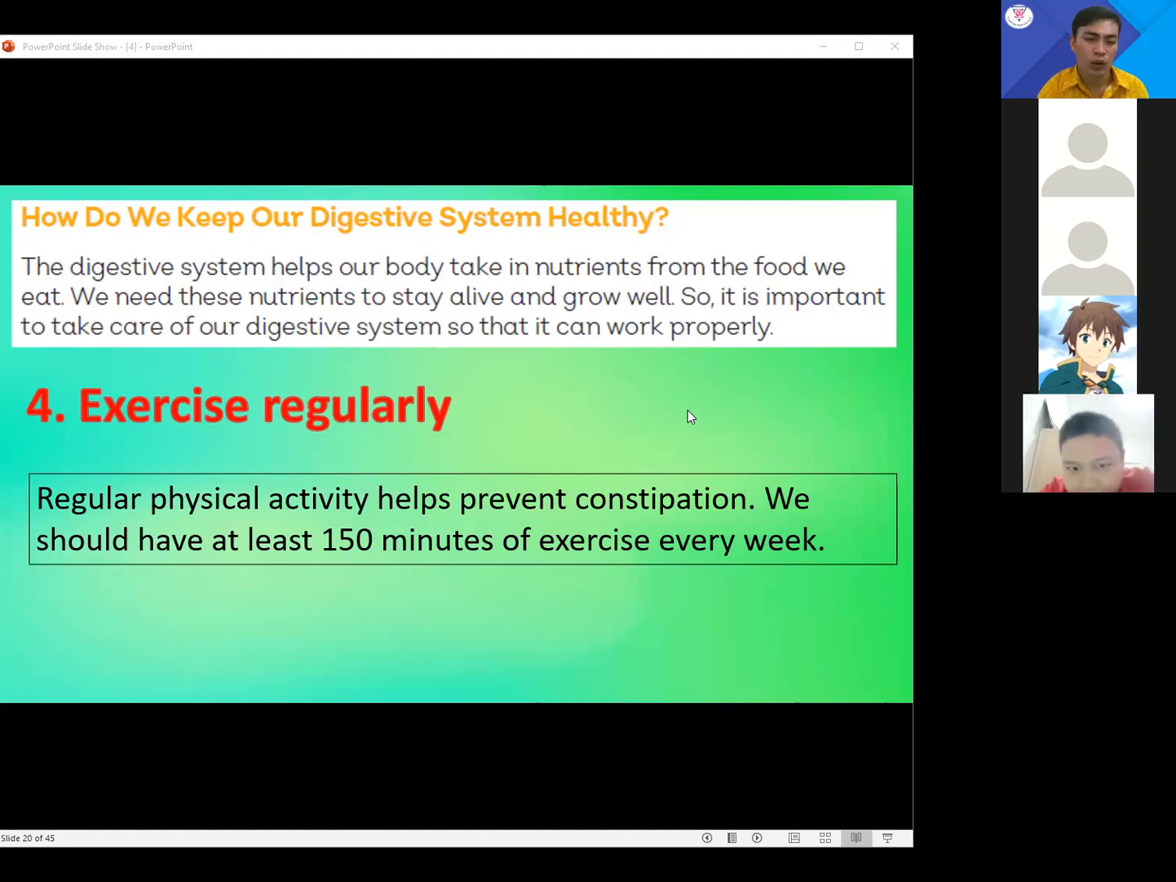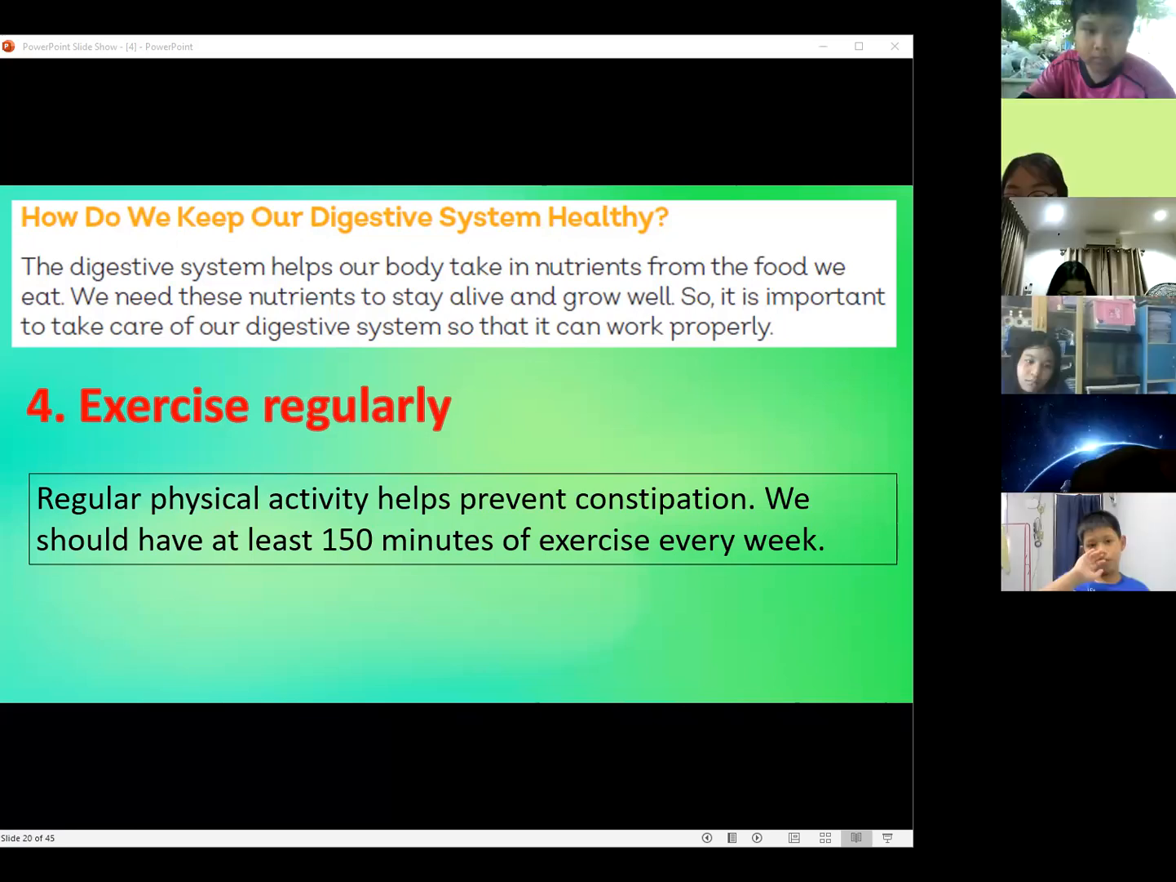Okay? So do not say, oh, I cannot go out, I cannot exercise. It says here at least 150 minutes of exercise every week. That is 2.5 hours every week. Okay? So I hope you are planning or you're doing your exercise, even if we are staying at home.